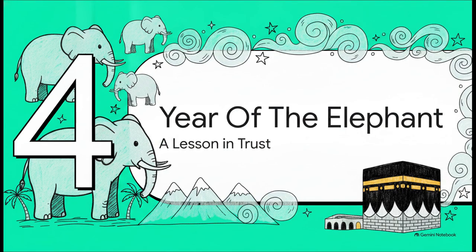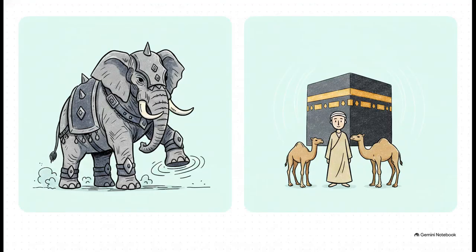Section 4. The year of the elephant. This is a perfect mini-narrative to animate, occurring right before the Prophet's birth in 570 CE. The visual contrast here is just amazing. On one hand, you have King Abraha of Yemen, arrogant and marching on Mecca with this massive army of elephants to destroy the Kaaba. On the other side, you have the Prophet's grandfather, al-Muttalib, and when they finally meet, al-Muttalib doesn't beg for the Kaaba to be spared.